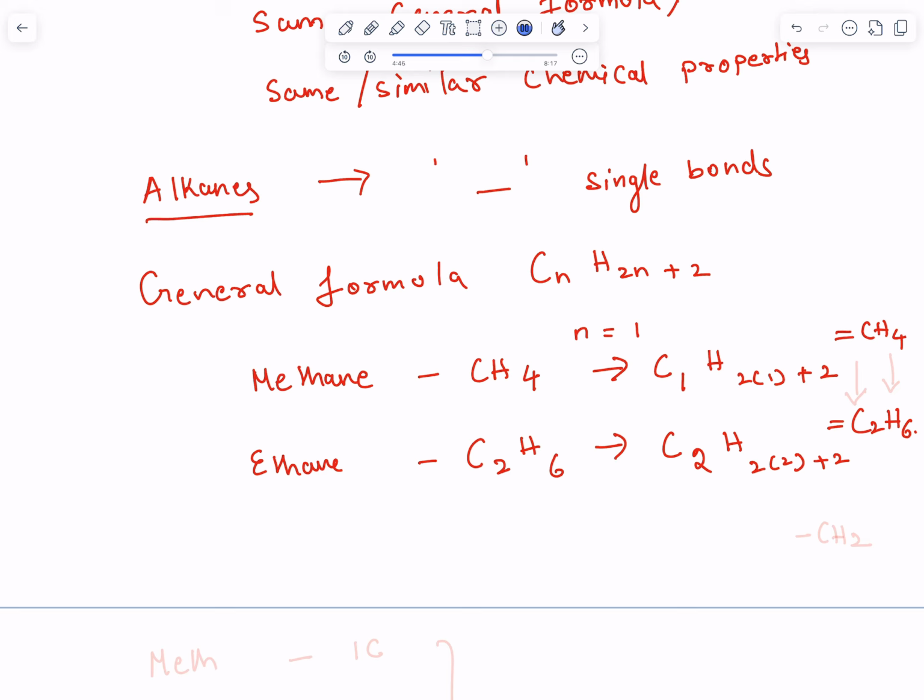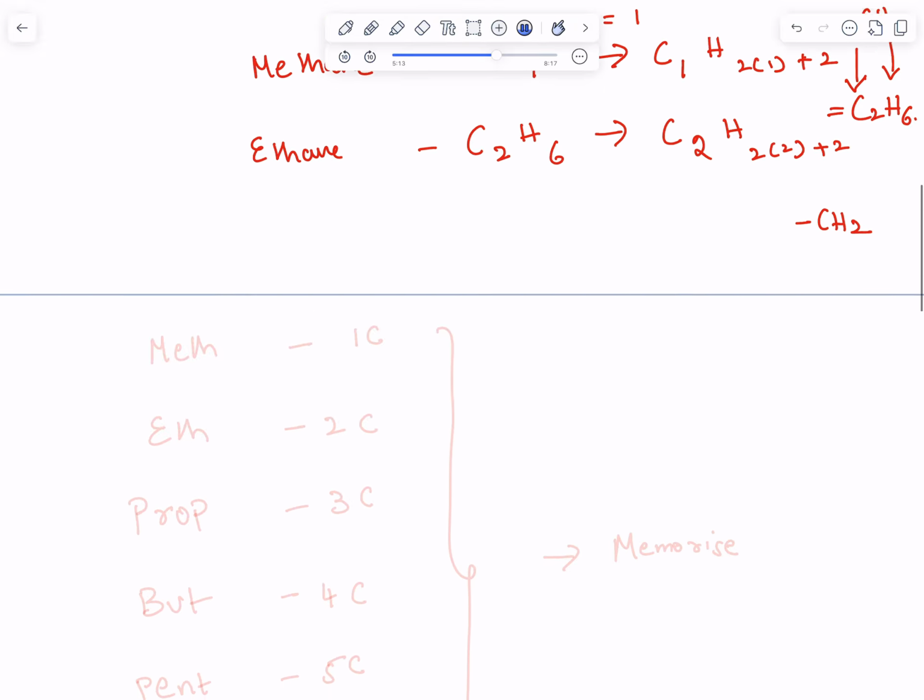Now, often in exams, a question is asked about the difference between 2 successive members of a homologous series. Every member of a homologous series within alkanes differs by 1 carbon and 2 hydrogens. As you can see, the difference between methane and ethane is 1 extra carbon and 2 extra hydrogens. That is the difference of CH2.